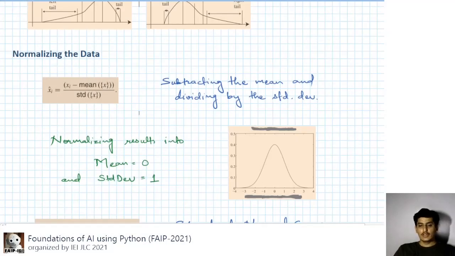Now we'll talk about normalization. What is normalization? Let's say for every element in our data set, we subtract the mean from each element, and then we divide the resulting value by the standard deviation, and we replace the original value with the value obtained by this expression.